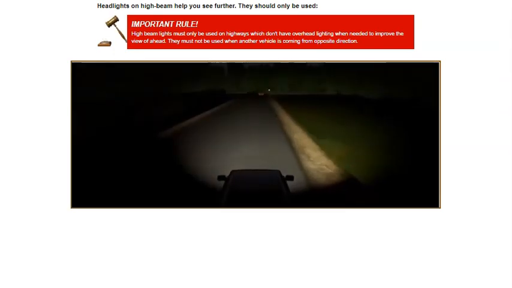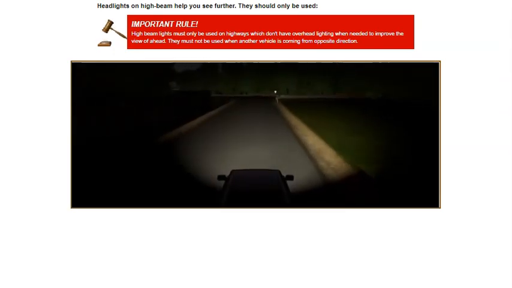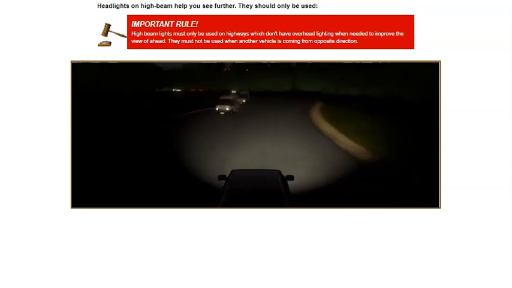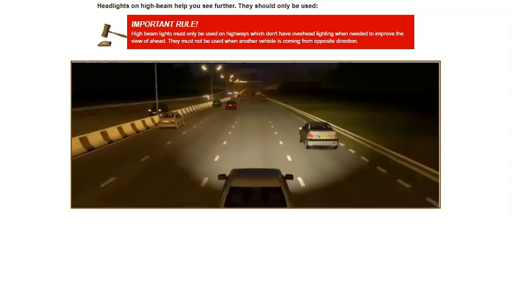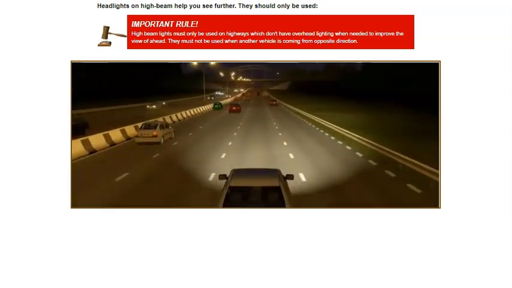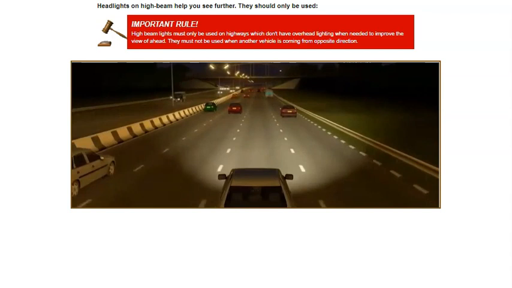High beam lights must only be used on highways which don't have overhead lighting when needed to improve the view ahead. They must not be used when another vehicle is coming from the opposite direction. You should also dip your headlights when you are approaching another vehicle from behind.